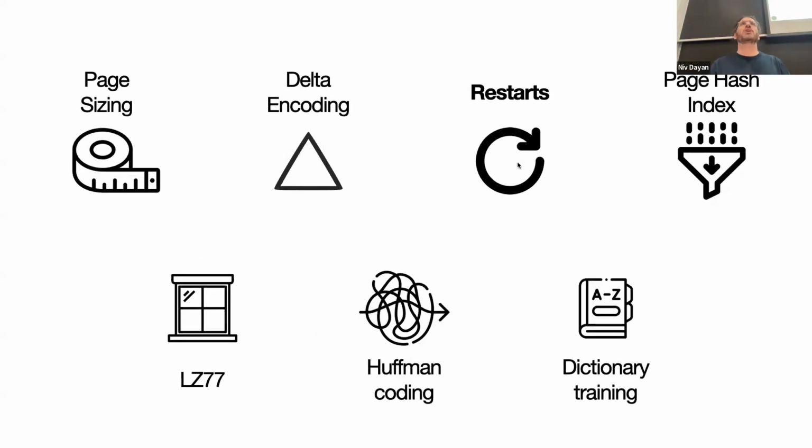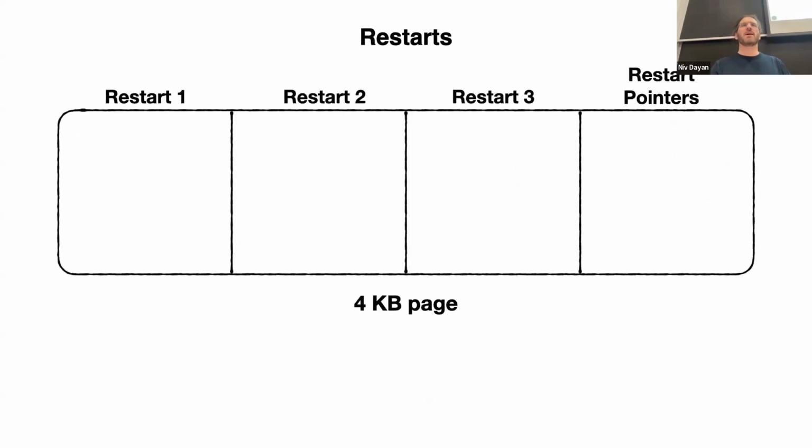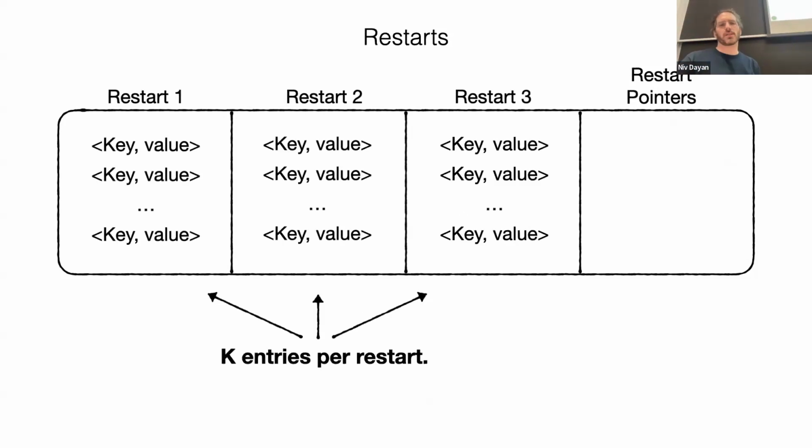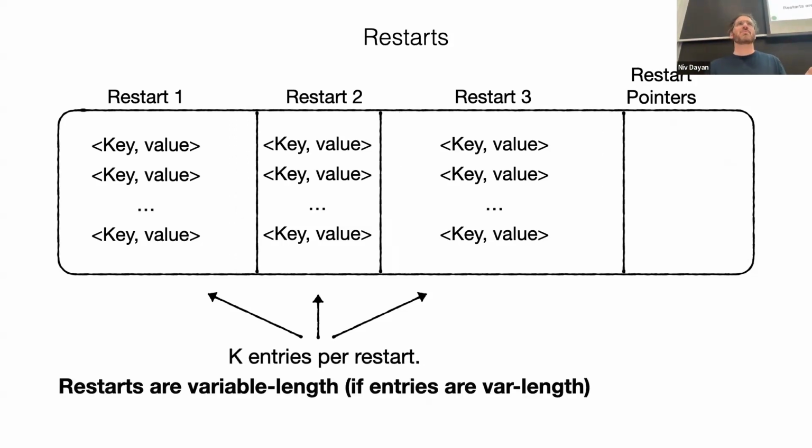So the solution, the way that RocksDB calls it, is restarts. Right? Basically what we'll do is take our 4 kilobyte page and divide it into a bunch of restarts. Each restart contains k entries. K is a tunable parameter. Let's say it's something like 16 here. So each one of these restart intervals contains just 16 key value pairs. And within each restart, you're just restarting the delta compression, right? That's all that it means.